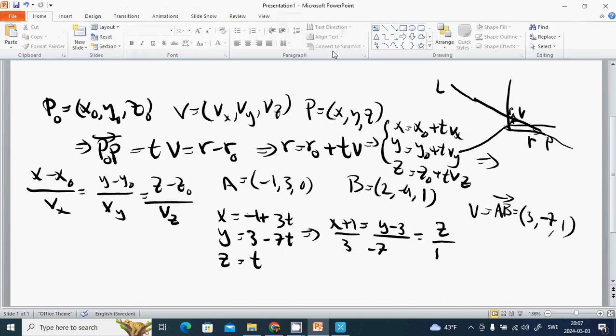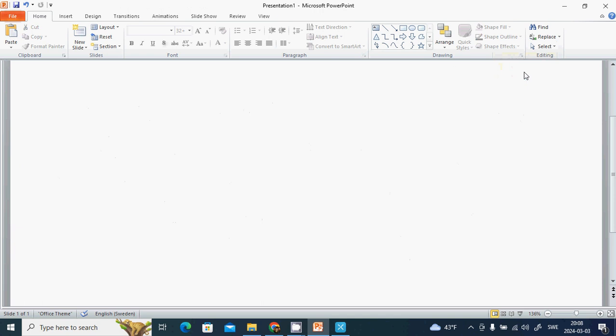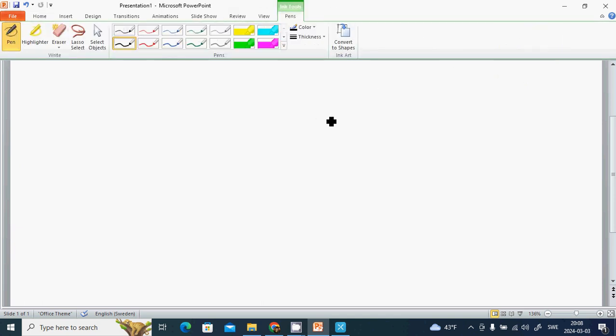Now we are going to have another example. We will show a line L, and we have a point P0 and V, and we have P1 perpendicular to this line, this distance. And this vector P0P1 is in that direction.